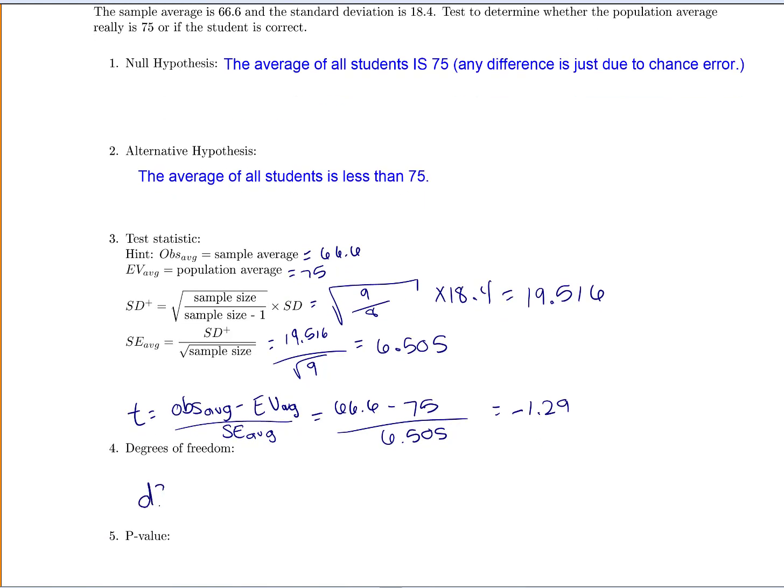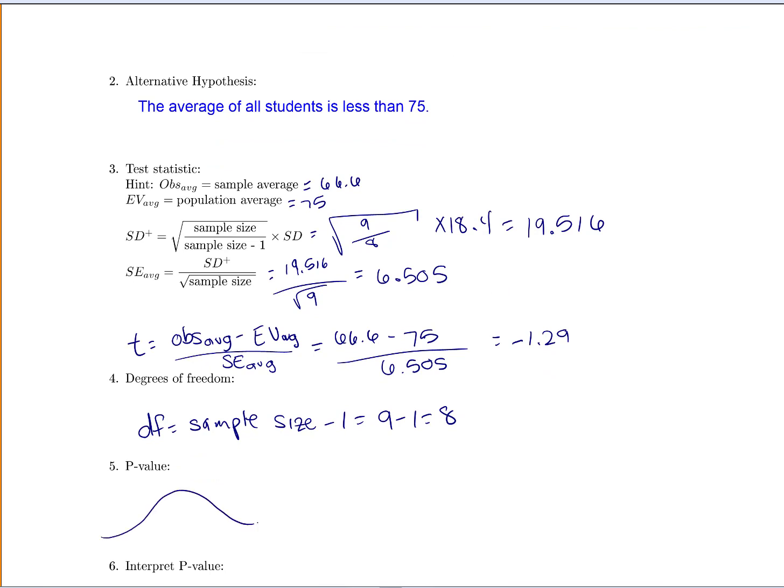Now we need to find degrees of freedom. Degrees of freedom is equal to sample size minus 1. So in our case, 9 minus 1, which equals 8. Now for your p-value. T equals negative 1.29, and our alternative is that we want it to be less, so we will shade to the left, and we have 8 degrees of freedom. Notice the area to the left will be the same as the area to the right if I did t equals 1.29. So let's go to the table and look up 1.29 with 8 degrees of freedom.